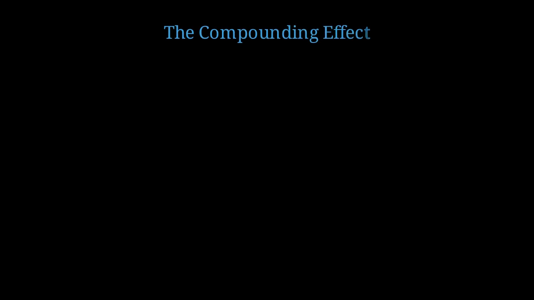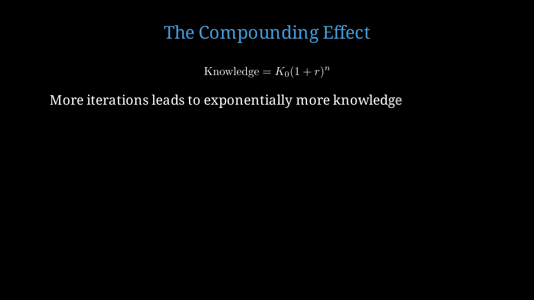And there's a compounding effect. Each iteration builds on previous learning. Your knowledge grows exponentially with each iteration. K0 times (1 plus r) to the power of n, where r is the learning rate per iteration and n is the number of iterations. This means that more iterations doesn't just give you linearly more knowledge. It gives you exponentially more knowledge through compounding.